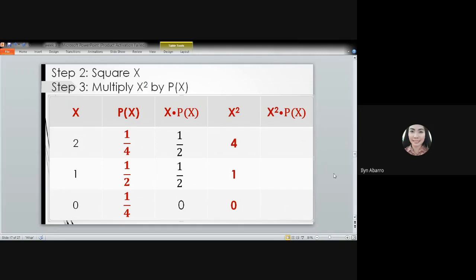Okay, let us now proceed with the fifth column. So, that is x squared times P of x. Kailangan natin yan kasi nasa formula natin. So, imumultiply mo lang itong column na to dito sa P of x. So, that is 1/4 times 4, that is 4/4, or that is 1. Okay? And then 1/2 times 1 is 1/2. And then 1/4 times 0 is equal to 0.